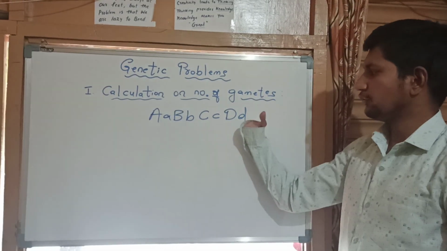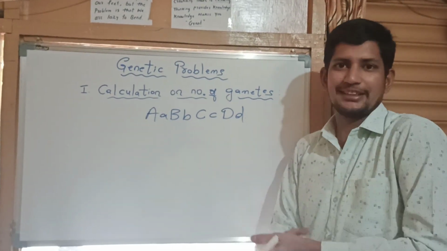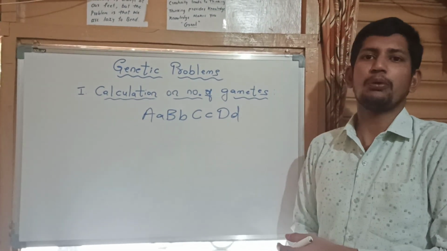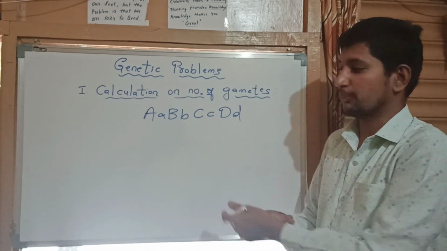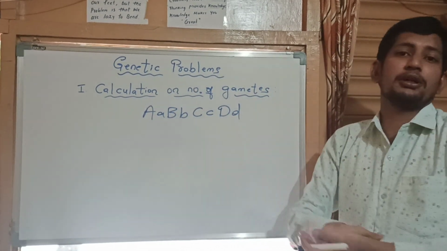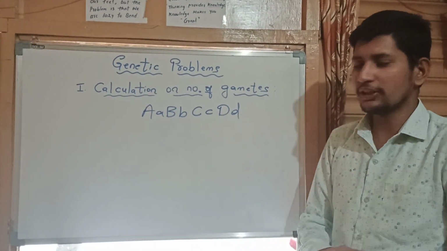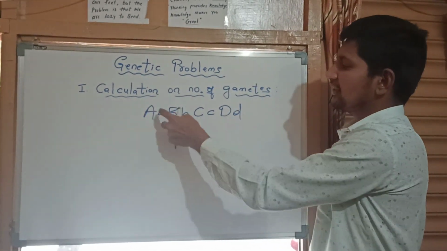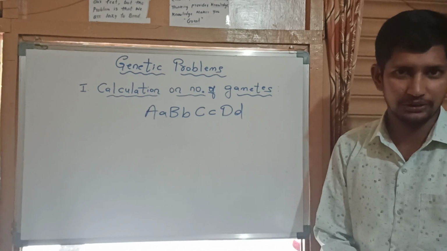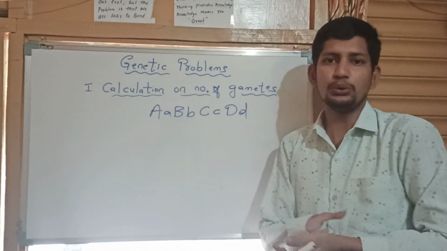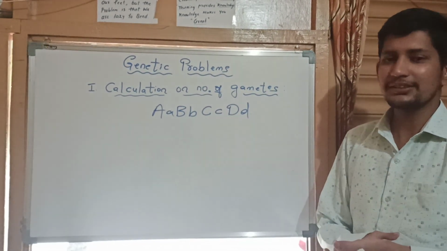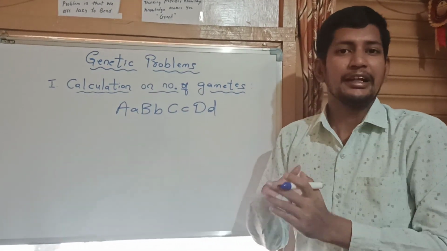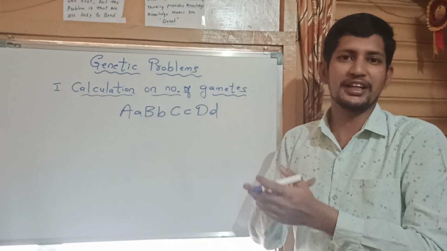See, this type of genotype will be given in your examination, and they are going to ask you the possibility of the number of gametes produced when this type of genotype is given. Most of the students will feel it is very difficult, because you can see that 4 genes are involved. Normally you studied only up to 2 gene inheritance. So what is the simple trick to solve this type of problem? Let us learn in today's lecture.